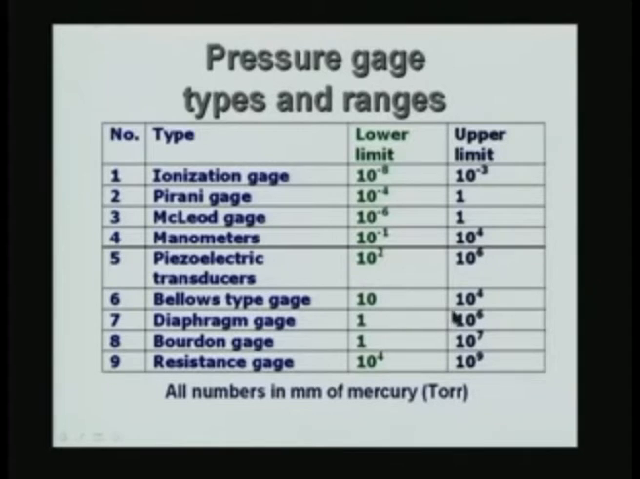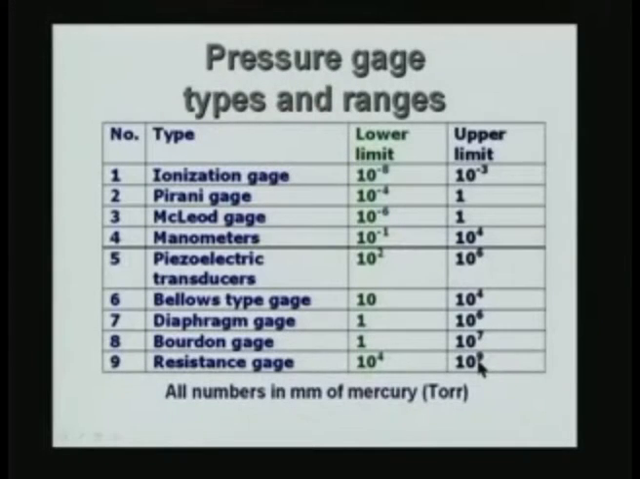In fact, you can see here that the bellows type can go up to 10 to the power of 4, which is about 10 atmospheres. This is about 100 atmospheres. This is 10 to the power of 7, so 1000 atmospheres. And you see that a resistance gauge can go from 10 to the power of 4 millimeters of mercury to 10 to the power of 9 millimeters of mercury. This is about the highest pressure which is measured in the laboratory.